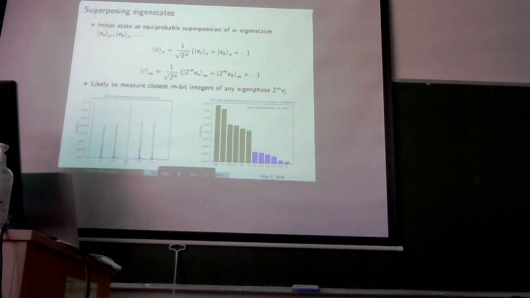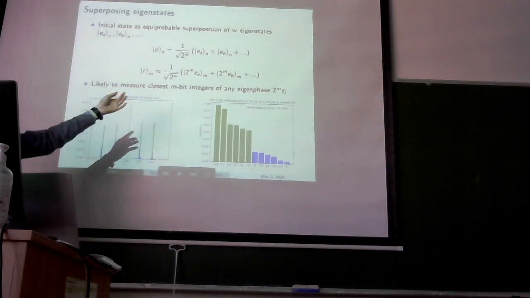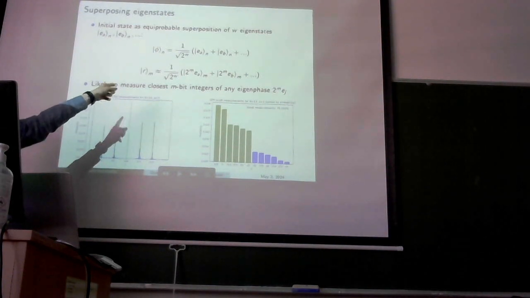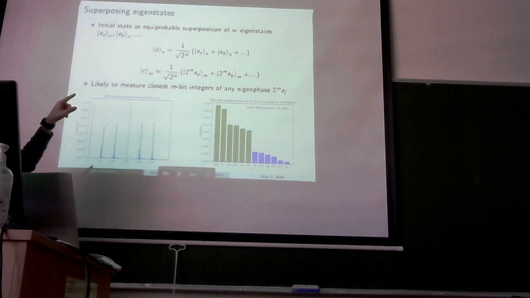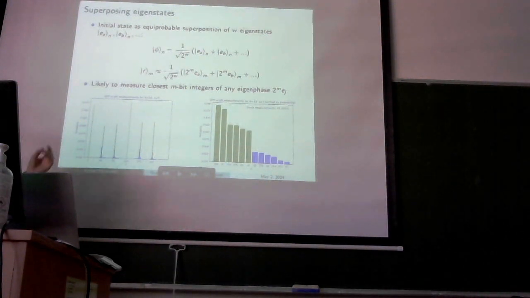In particular, one doesn't have to initialize the register with a single eigenstate, but instead can do it with a superposition of several eigenstates of the unitary. And in that case, the result is going to be similar, but the most likely values to measure are going to be the closest integers to the different phase numbers, to the different 2^m times the phase. That's a mistake, you should put phi in this. So it is the same idea, but with several eigenstates and several eigenvalues. So if you don't care which one to measure, this is a good idea.